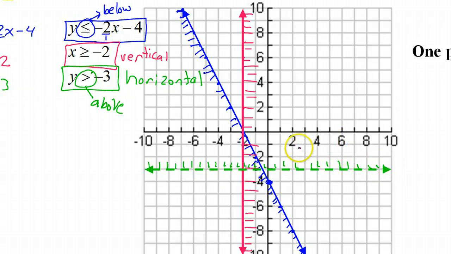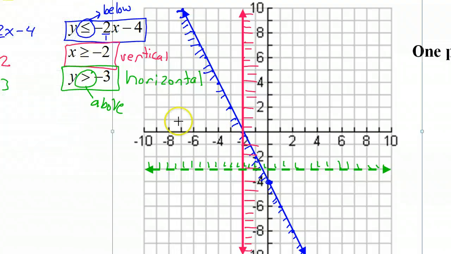Alright, so the solution area, which we will shade in completely, is the area that satisfies all three of these inequalities at the same time. So we need to be below the blue line, which puts us over here. But then we need to be to the right of the pink line, which puts us in this wedge right here. But then we need to be above the green line, which puts us in this tiny little triangle. So we need to go ahead and shade that in, because that is the true solution here.